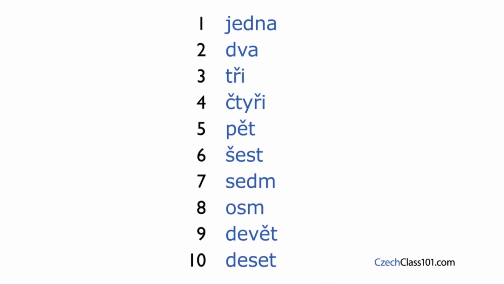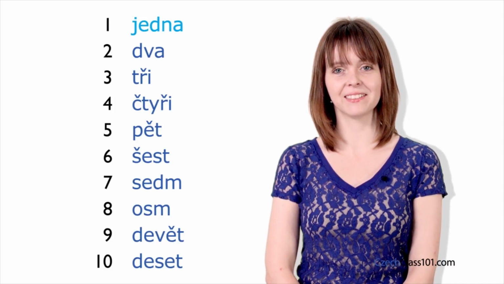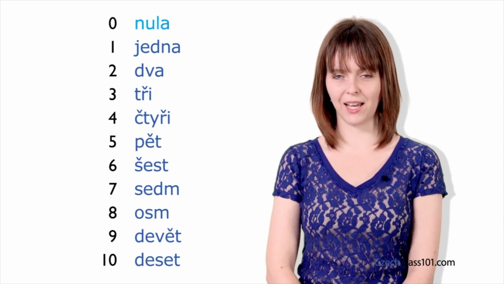Okay, now repeat after me. I will say the numbers and give you time to repeat each one. 1, 2, 3, 4, 5, 6, 7, 8, 9, 10. Great job! Do you know what comes before 1? It's right, it's 0.